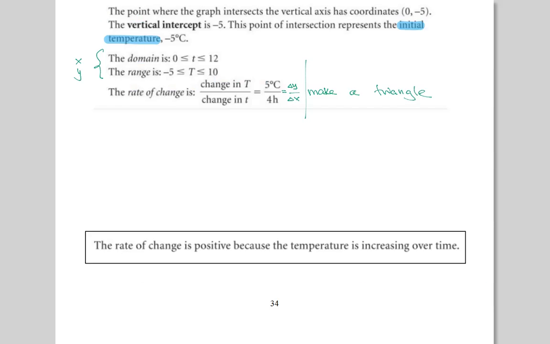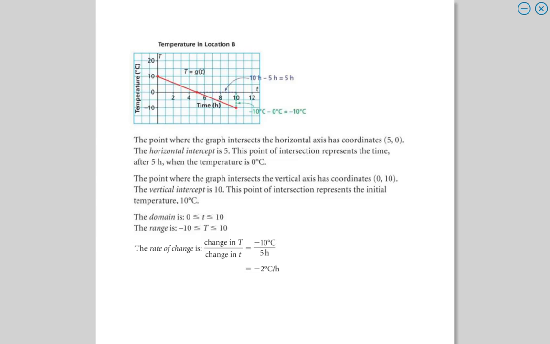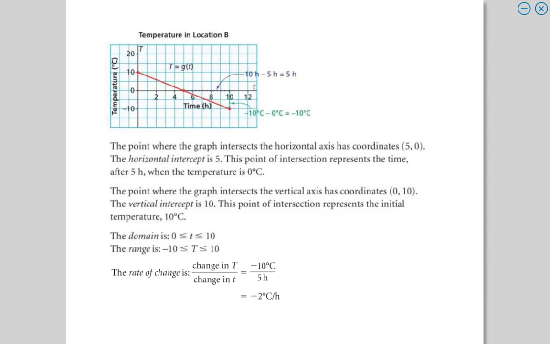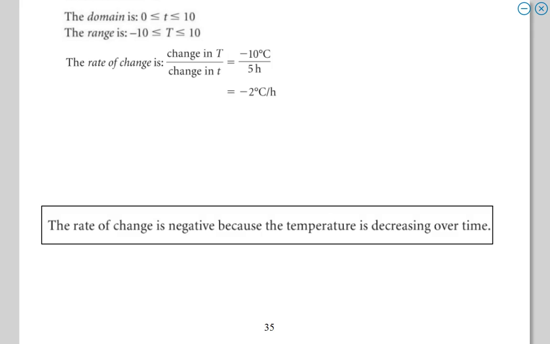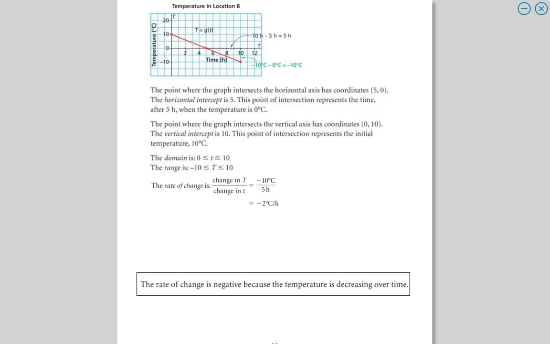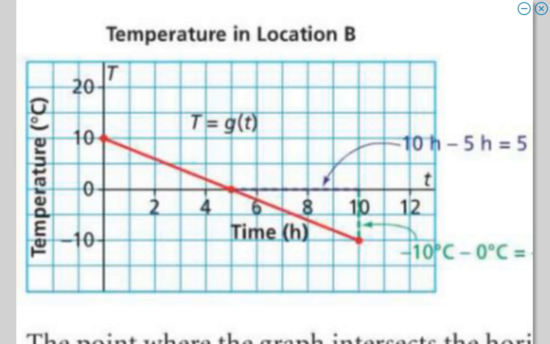Okay, at the bottom of the page it says the rate of change is positive because the temperature is increasing over time. And this example over here on the next page, it's the exact same stuff, so I'm not going to run through it again. But you can see here at the bottom, the rate of change is negative because the temperature is decreasing over time. So I'll just do the slope for you guys for this page.